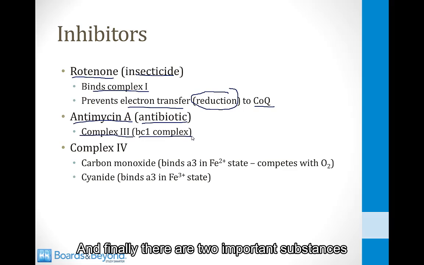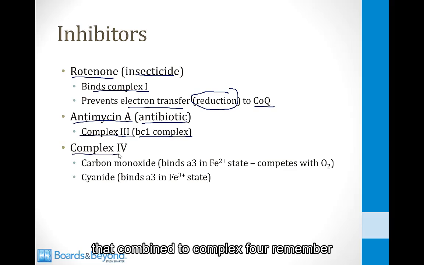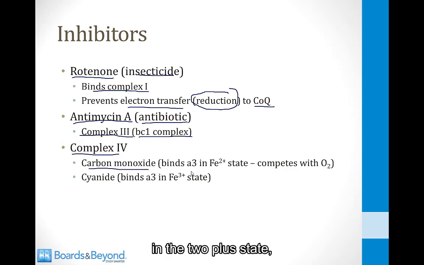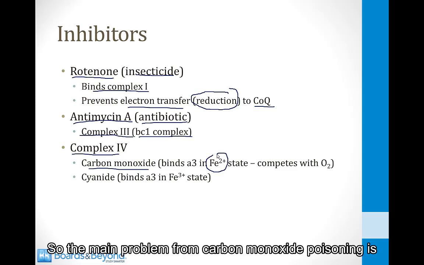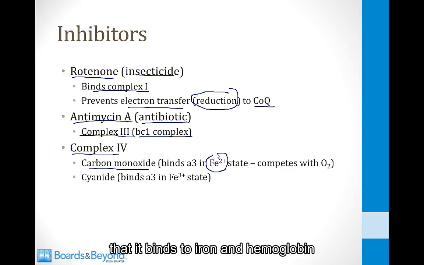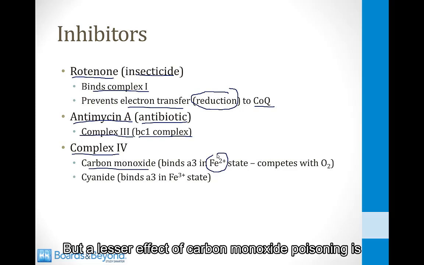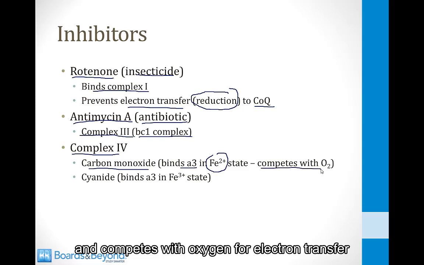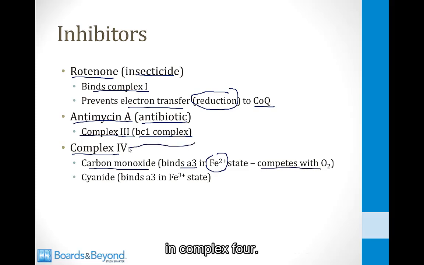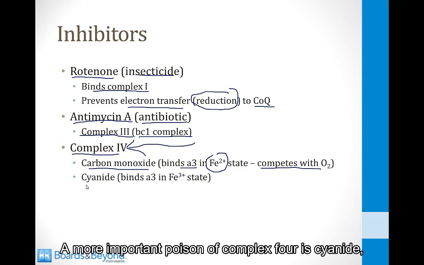And finally, there are two important substances that can bind to complex 4. Remember that complex 4 transfers electrons to oxygen, and it contains iron in both the 2+ and 3+ state. Carbon monoxide likes to bind to iron in the 2+ state. And remember, that's the state that iron's found in hemoglobin. So the main problem from carbon monoxide poisoning is that it binds to iron in hemoglobin and prevents oxygen uptake by red cells. But a lesser effect of carbon monoxide poisoning is that it binds the 2+ iron in cytochrome A3 and competes with oxygen for electron transfer in complex 4. A more important poison of complex 4 is cyanide.